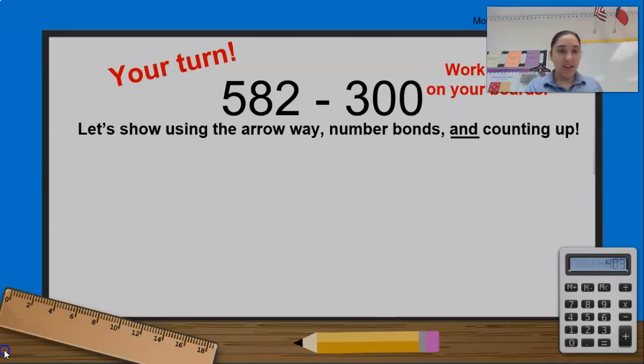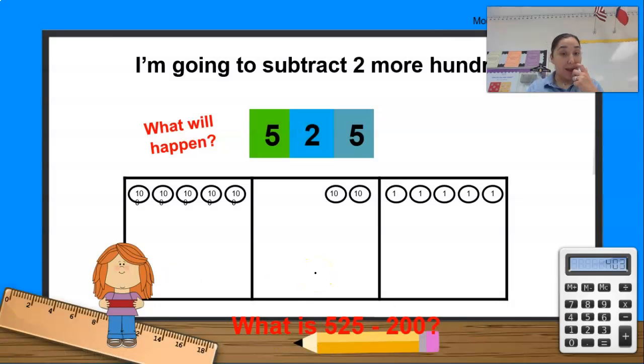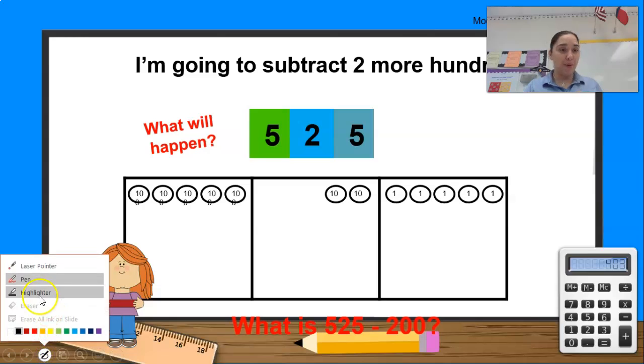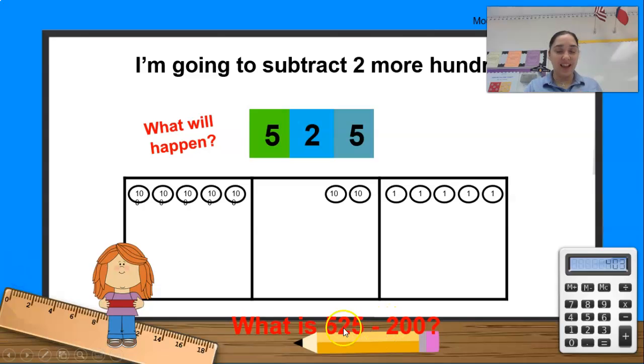So, let's figure it out. What's 525 minus 200? Are we ready? So remember, this sign that you see right here means that you take away. So I'm going to take away 100, 200. So tell me, what's 525 minus 200? Yes, boys and girls, 325. Now say this in unit form.